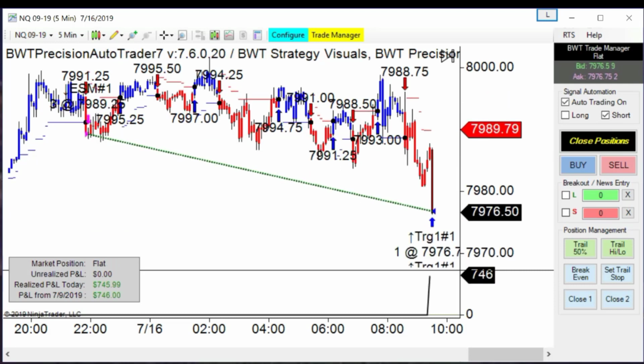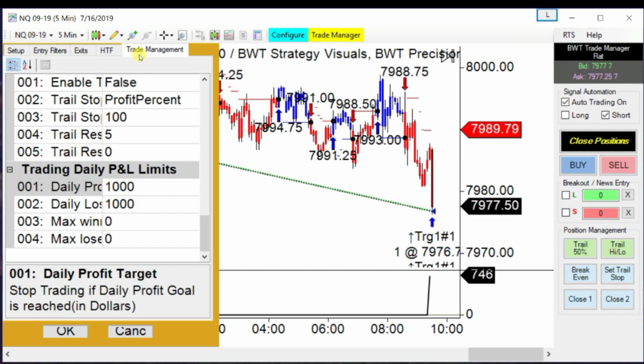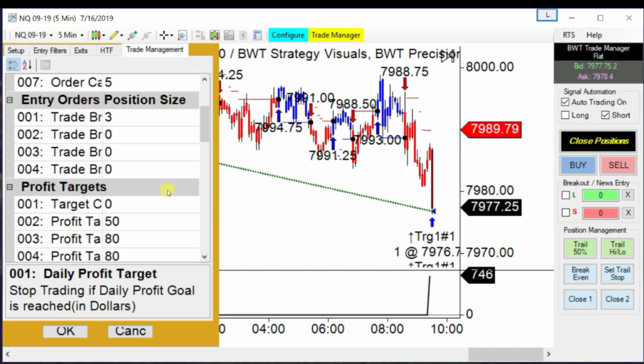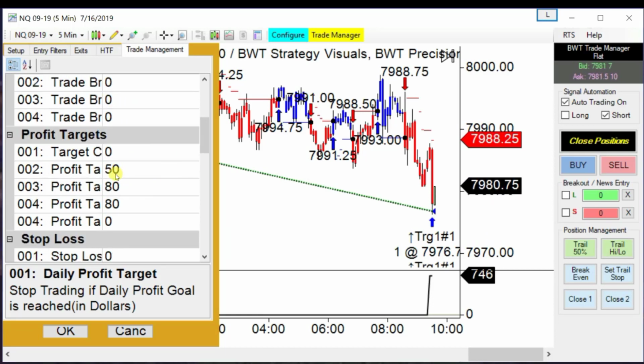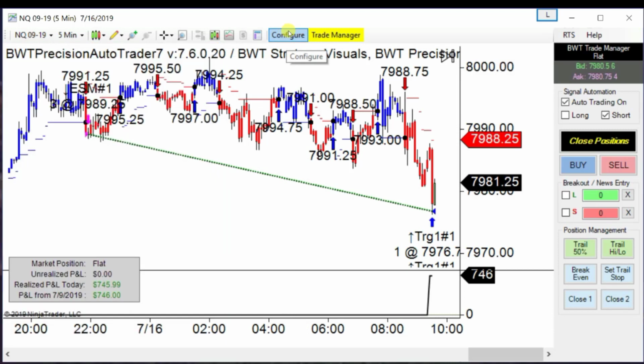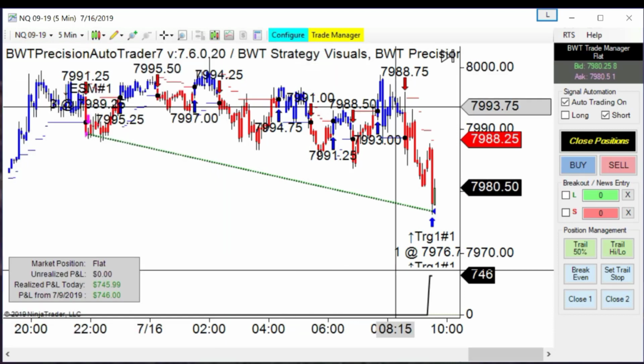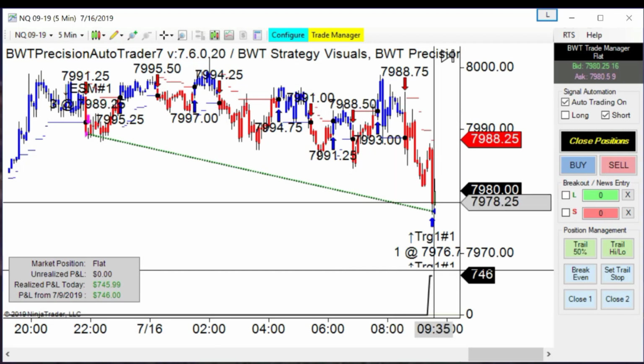Oh, here we go. We hit our target. This is not a daily target. This is, I guess, what I had over here. Let's see. I don't even remember anymore. So just one bracket, 3 contracts, 50 ticks. So that's what I hit. I hit the 50 ticks. And now we are retracing, so it looks like I got out of a good place.